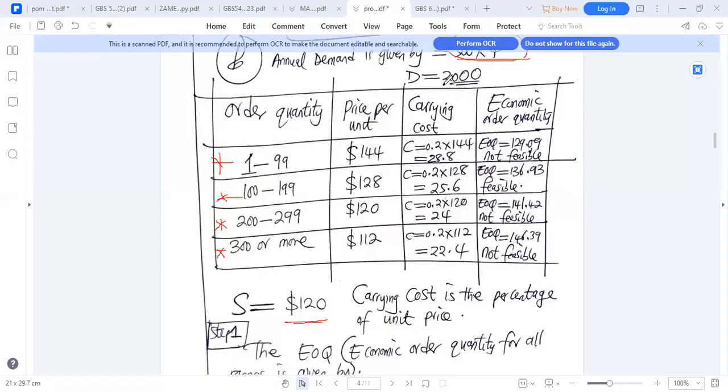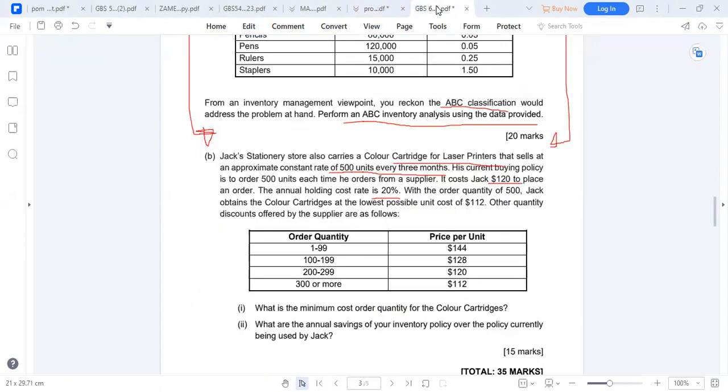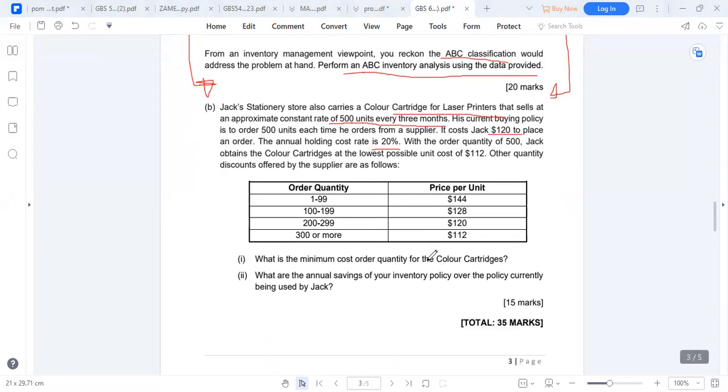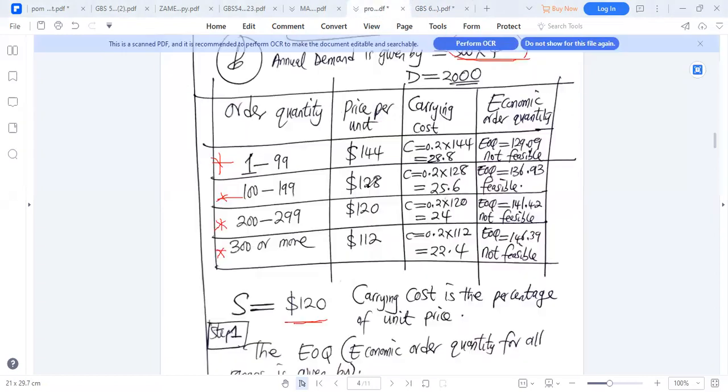Then we are getting these carrying costs because 20% was already given in the question. So it's very possible that we need to have the holding cost or carrying cost as a percentage. So here now we need to continue.